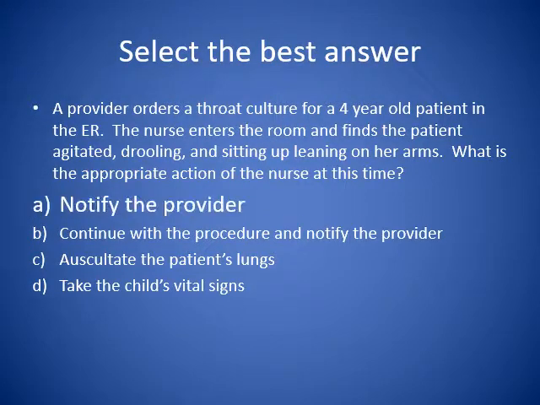It's A. You should immediately notify the provider. You have a child that has an impending airway emergency at this time. Drooling is a sign of not being able to swallow. Agitation is a sign of increasing respiratory distress, and the child's in tripod positioning here.